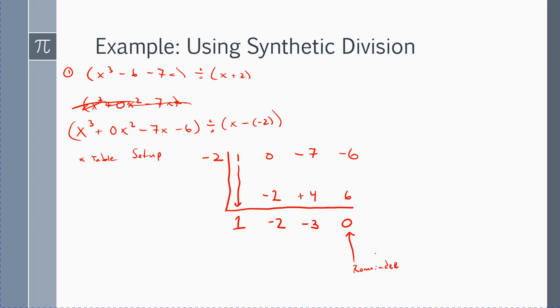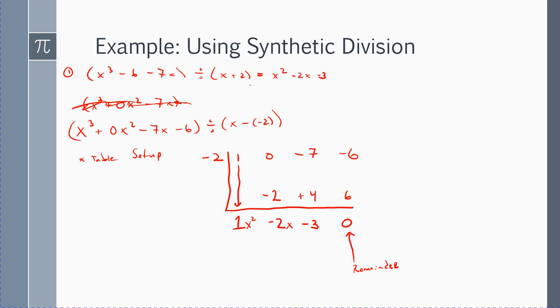Okay, so we see the remainder is 0. I mean, not that it doesn't work, it's just that there's no remainder, okay? Sorry about that. So we started with a cube here, so what I would do here is put an x squared here and then an x. So this becomes 1x squared, which is just x squared, minus 2x, minus 3.